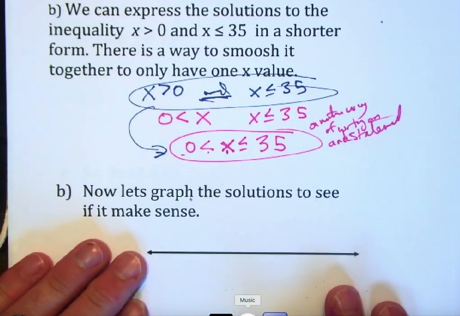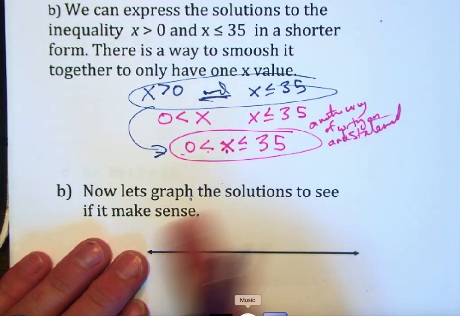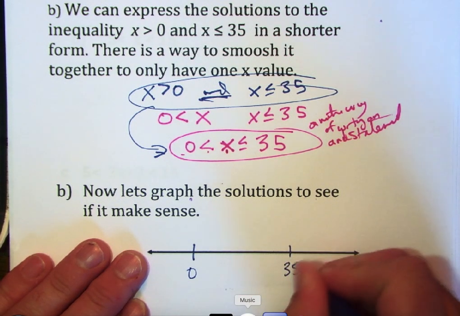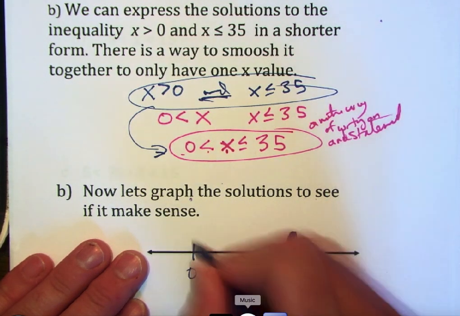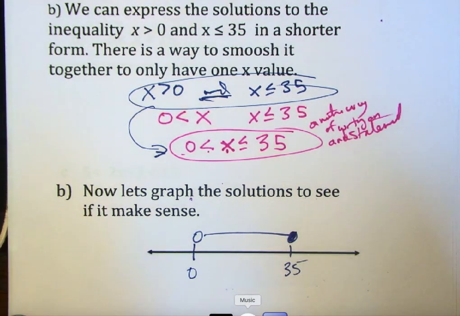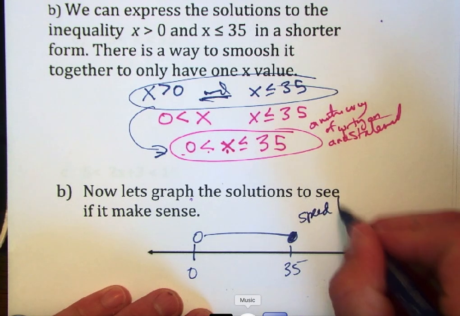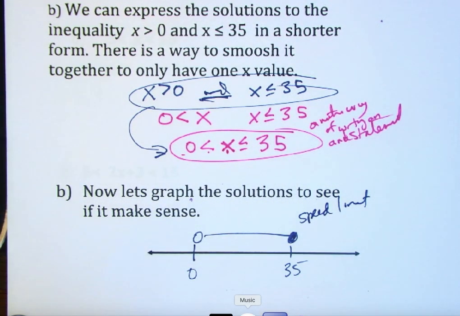Okay. And one more time. Now let's graph the solution to see if it makes sense. So we said that 0, 35, and do these represent all the speed limits that work? I would say yeah. Boom. There we go. We got it.